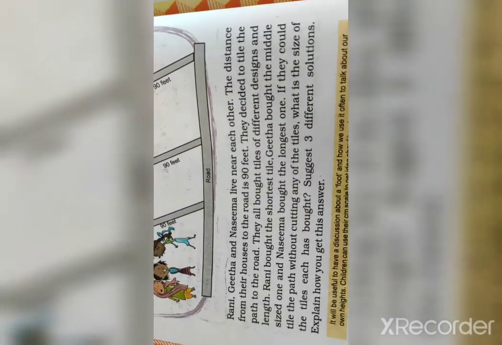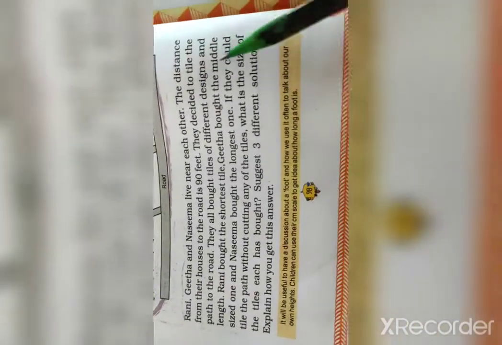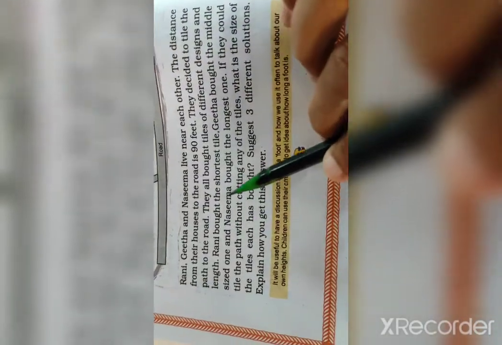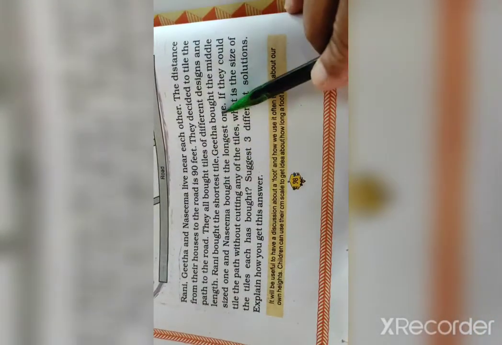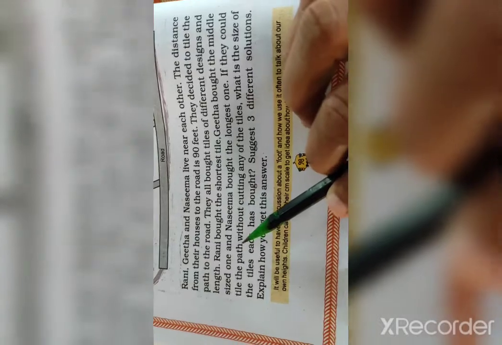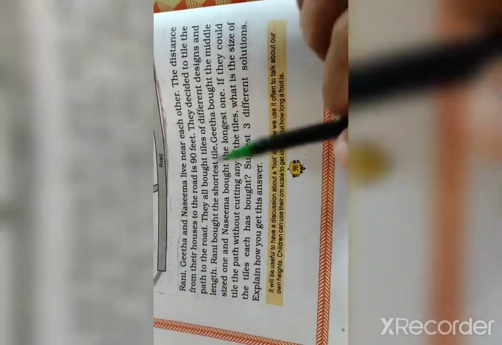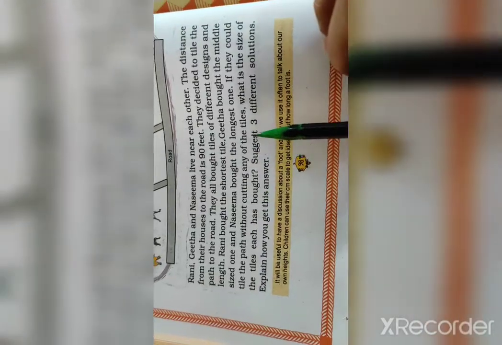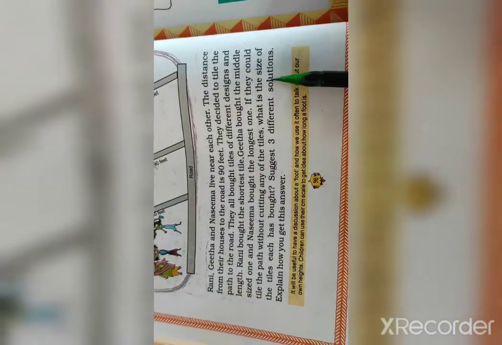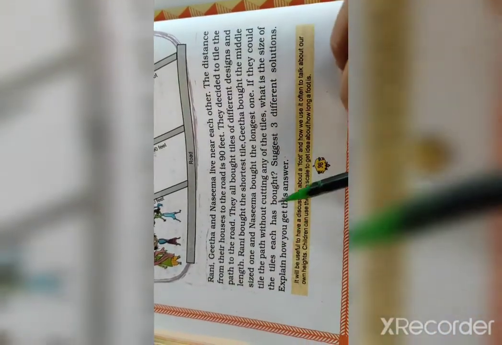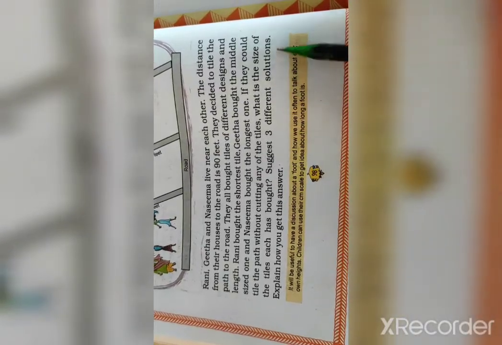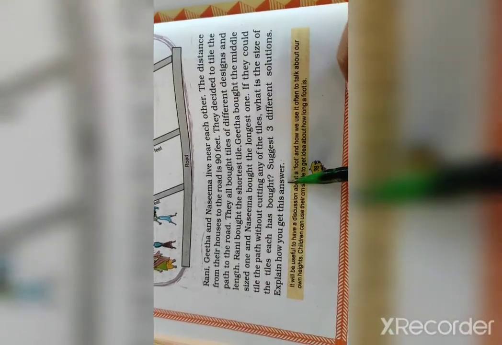They all bought tiles of different designs and length. Rani bought the shortest tile, Geeta bought the middle size one, and Nasima bought the longest one. If they could tile the path without cutting any of the tiles, what is the size of the tiles each has bought? Suggest 3 different solutions. Explain how you get this answer.